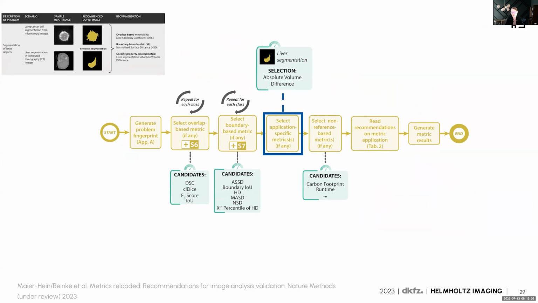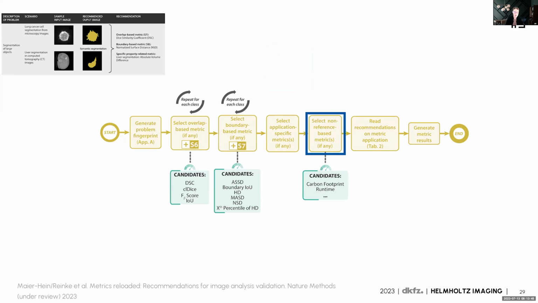In our case here, for liver segmentation, if you talk to clinicians, they're typically not interested in our technical measures. They don't want to have a look at the NSD value. They just want to know what is the volume of the predicted liver. This is why we added the volume difference here as a metric. After this, we could also, if we want, select some metrics that are not reference-based, things like the carbon footprint of your algorithm, the runtime, the memory consumption, to assess also these properties. And then we're already at the metric application, where we aggregate the results into a ranking, for example.